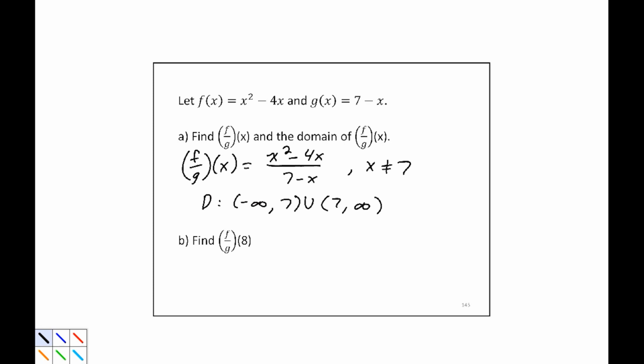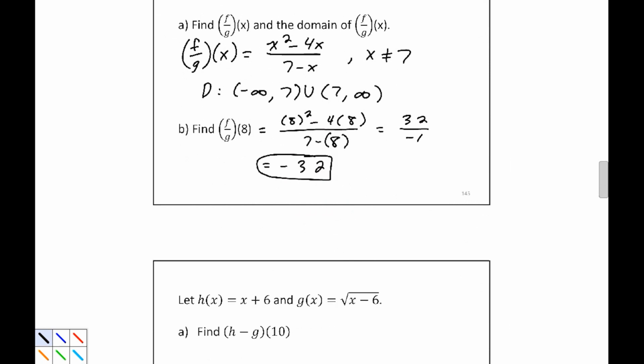Now we can take that function that we just found and evaluate it at 8. So we'll take x squared minus 4x divided by 7 minus x, replacing x with 8. So 8 squared minus 4 times 8 divided by 7 minus 8. That would be 64 minus 32, which is 32, divided by minus 1, so that f divided by g of 8 is equal to minus 32.